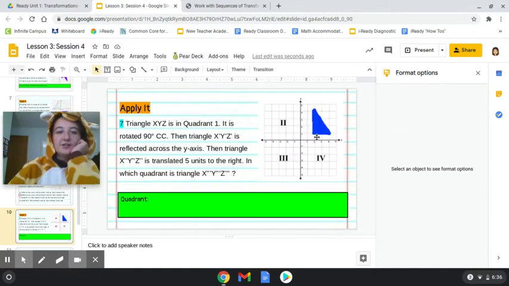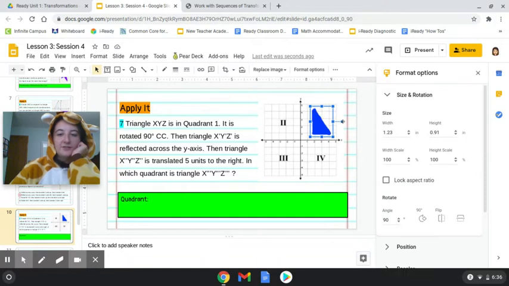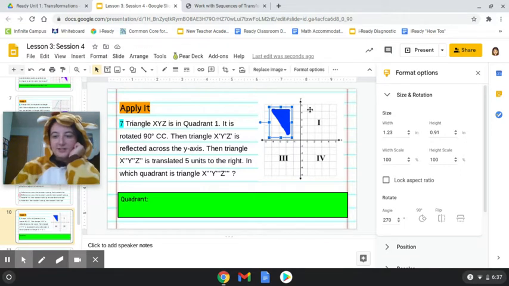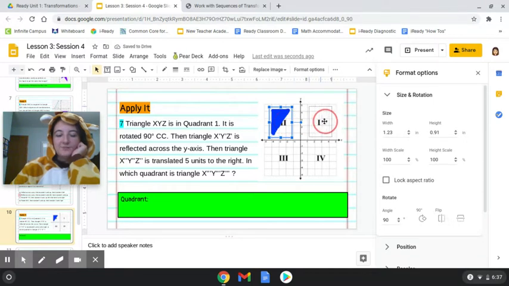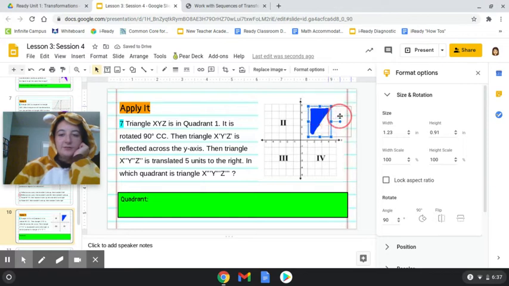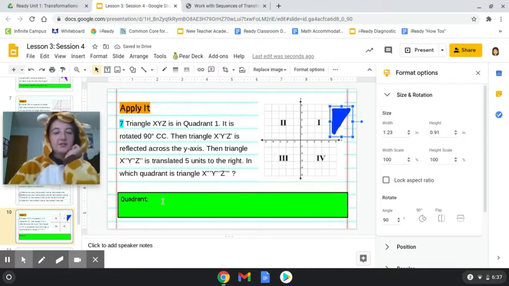For number 7, we have triangle XYZ, which is in this quadrant 1. We're asked to rotate it 90 degrees counterclockwise. So that's that 270, which moves it to this quadrant here. Then it needs to be reflected across the y-axis. So that's this one here, so that it will be reflected over. So now it's in this quadrant. And then we need to move it 5 to the right. So 1, 2, 3, 4, 5. So it's still in quadrant 1. So our answer for number 7 is going to be quadrant 1.